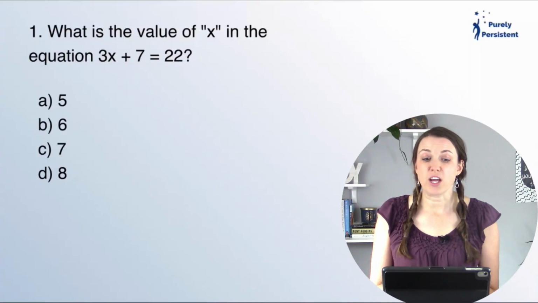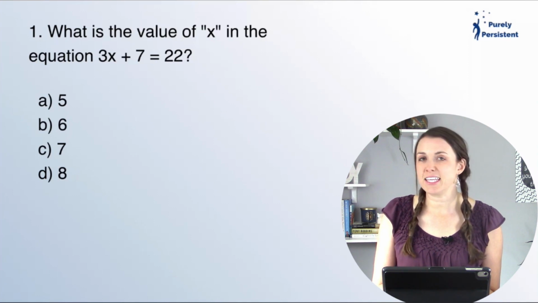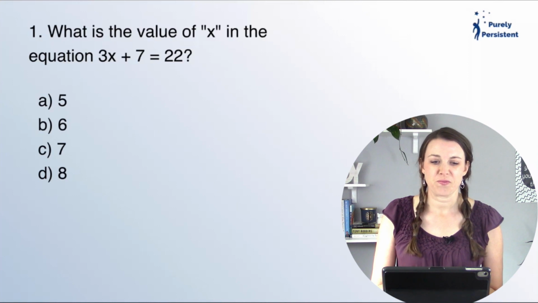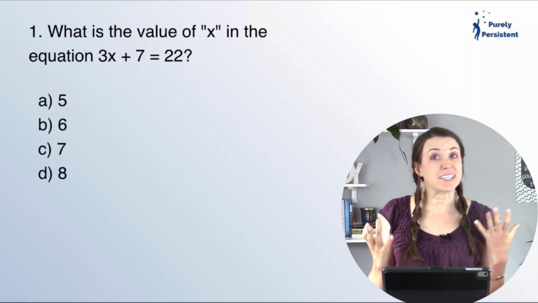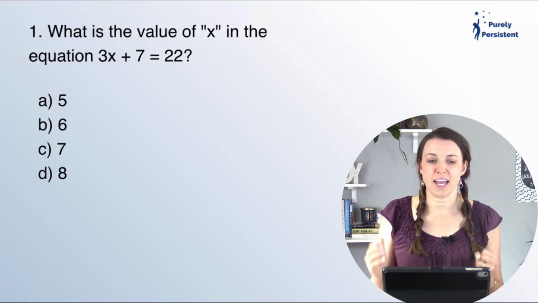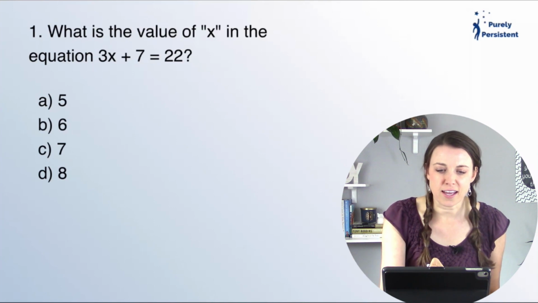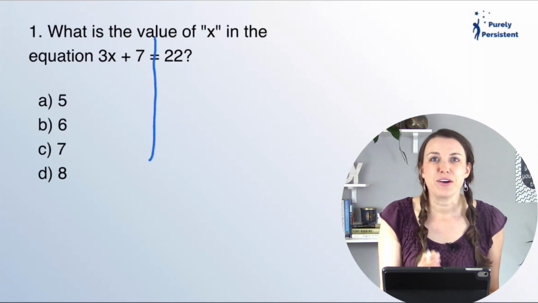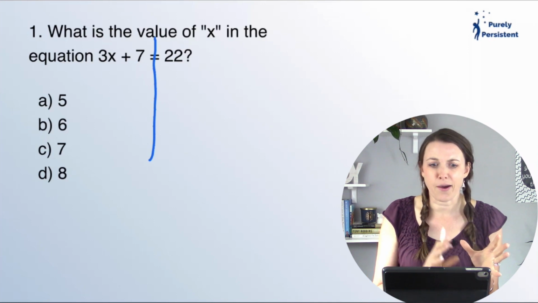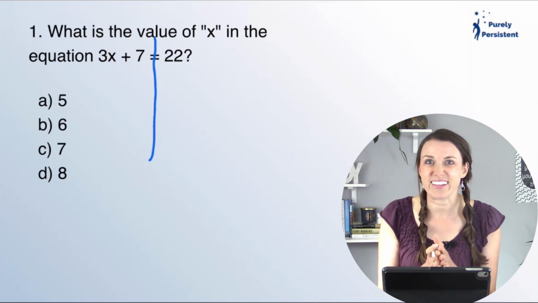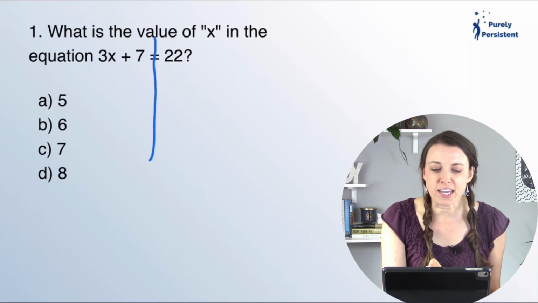Okay, let's get started. Question number 1. What is the value of x in the equation 3x plus 7 equals 22? Okay, so we're basically just solving for x. And the way to do that is I like to draw a little line right here. So whatever I do on one side, I always remember I have to do on the other side of the equal sign. So I want to get rid of this 7.